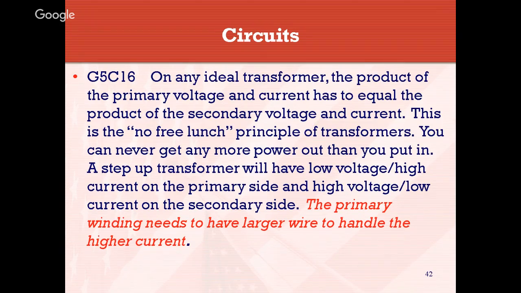A step up transformer will have low voltage, high current on the primary side, and high voltage, low current on the secondary side. Conversely, if you have a step down transformer, you will have a high voltage and low current on the primary side, and you'll have a low voltage and a high current capability on the secondary side. So the primary winding needs to have larger wire to handle the higher current if it is a low voltage, high current step up transformer.